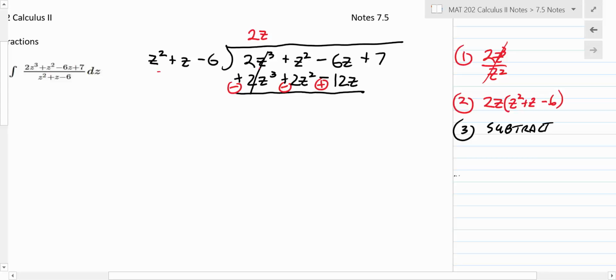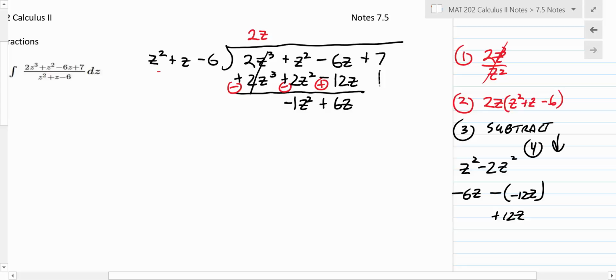Then this is really z squared minus 2z squared, so that's going to be negative 1z squared. And then this one is really negative 6z minus negative 12z, because you're subtracting, so it's really plus 12z, so that's going to be a plus 6z, like that. And then the other thing you've got to do is step 4 of this division algorithm, which is to bring down the 7 like that. Then we do have to do one more pass through the long division.